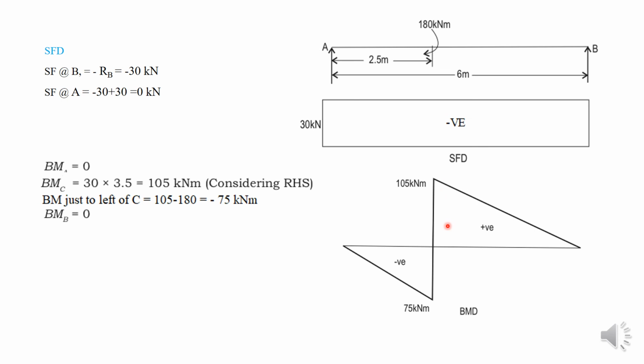couple, that is 180 kilonewton meter is acting, which is a minus quantity, so that this 105 minus 180 is minus 75, then minus 75 to 0. So this is the bending moment diagram. Okay, so the bending moment at B is 0 and bending moment at A is 0, and this value of bending moment is RB into 3.5, then at this point here you can see 180 kilonewton meter. So consider this for drawing the bending moment diagram.